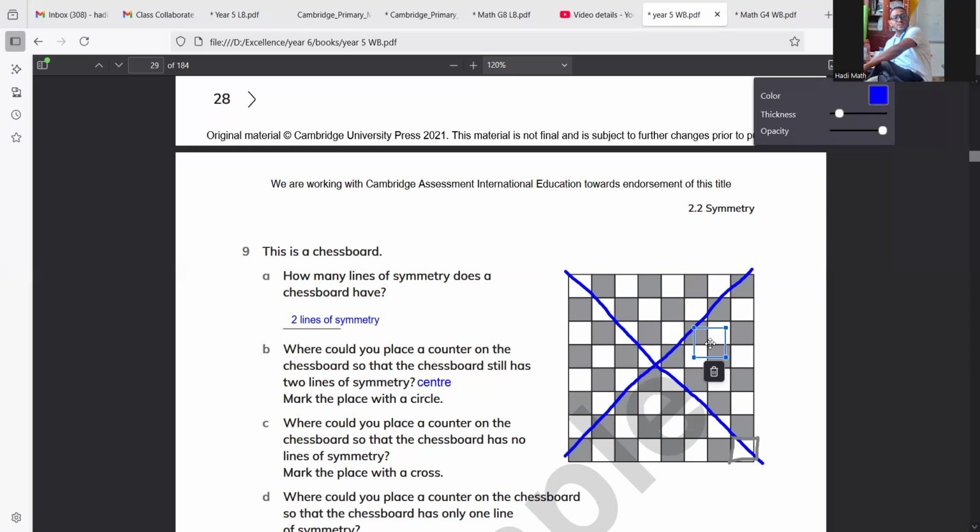Then if you see, if you fold this way, it's not going to be a line of symmetry. You fold here, it's not going to be a line of symmetry. You fold anywhere, it's not going to be a line of symmetry. So this is how things go.